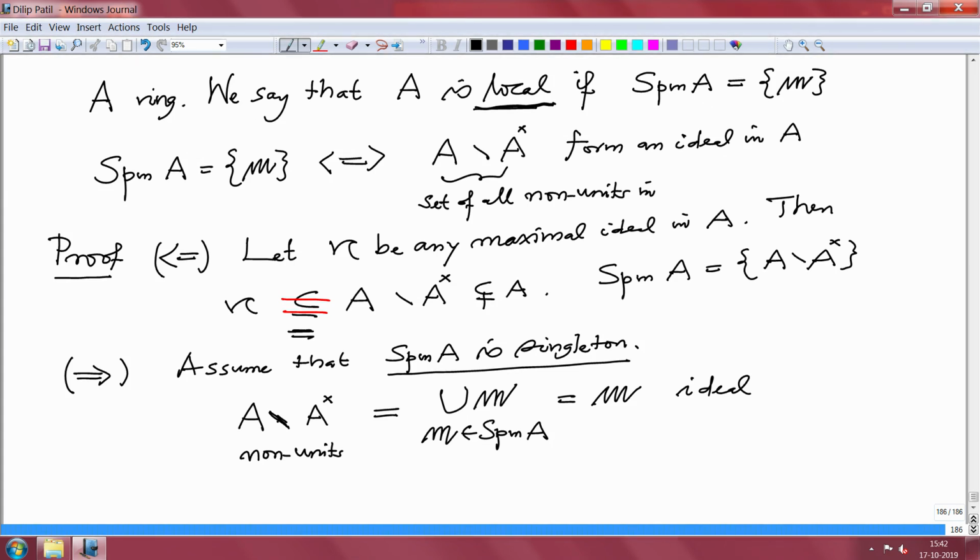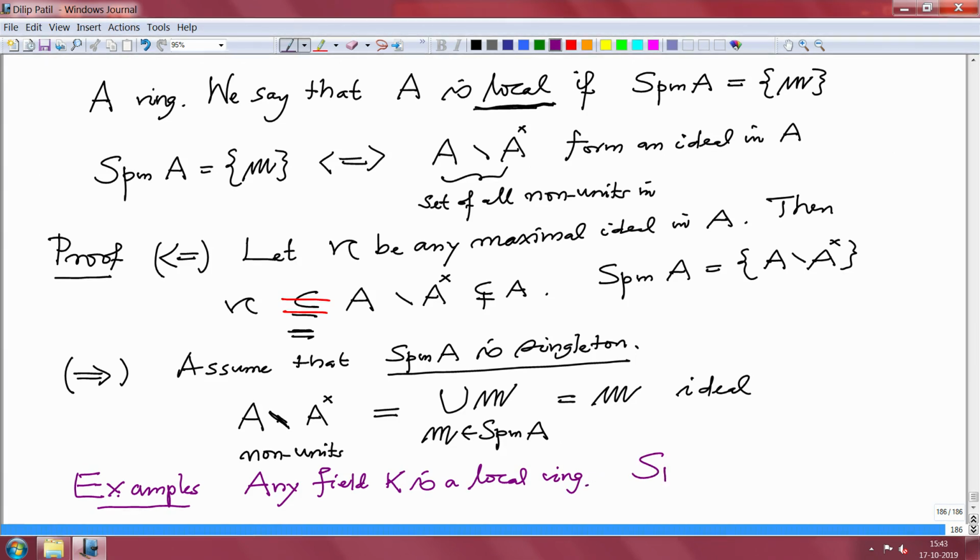I must give some examples. So, some examples let us write down quickly, before I close this half. Example: first of all, any field K is a local ring, because 0 is the only maximal ideal. So SPM of K, which is the same thing as Spec of K, is just the singleton 0. Therefore, a field is always a local ring.